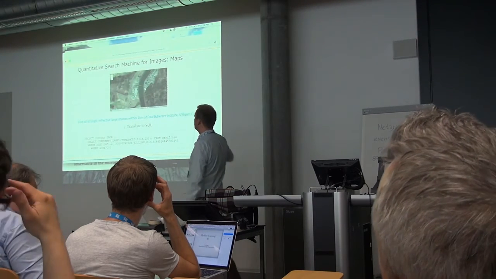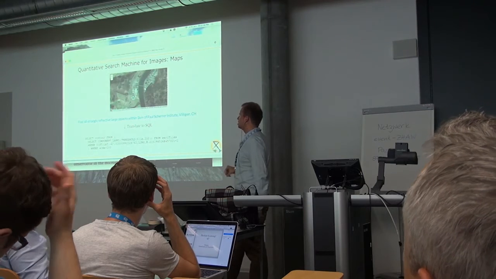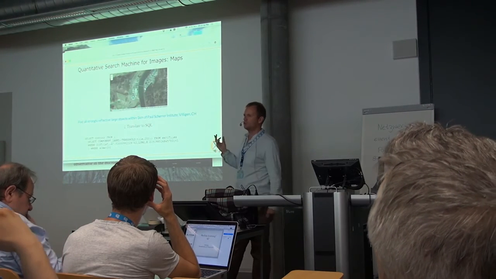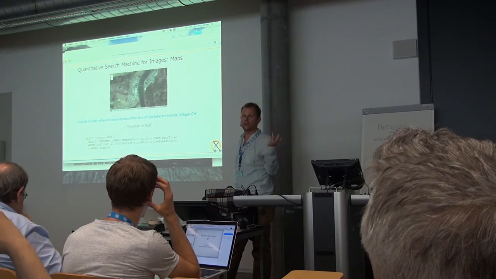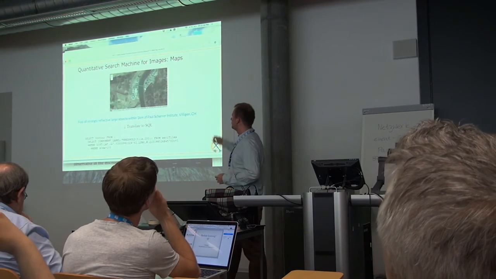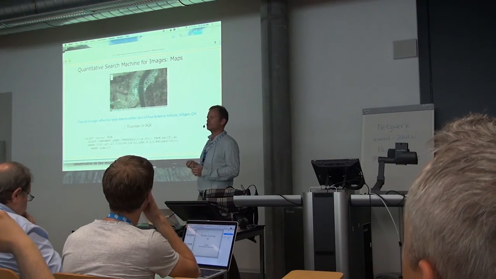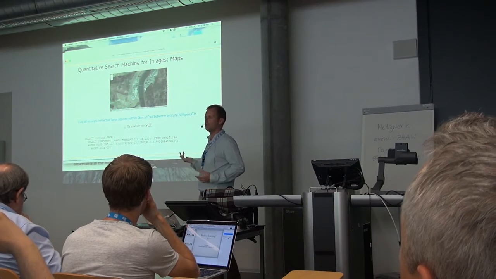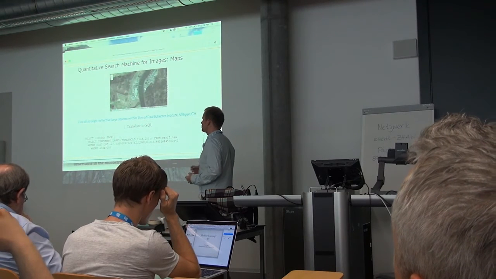So, the final tool we've developed out of this is really a quantitative search machine for images. And I'm sure many of you have used Google image search before. What we've made is kind of a Google image search where you can actually search for quantitative parameters that scientists are actually interested in.